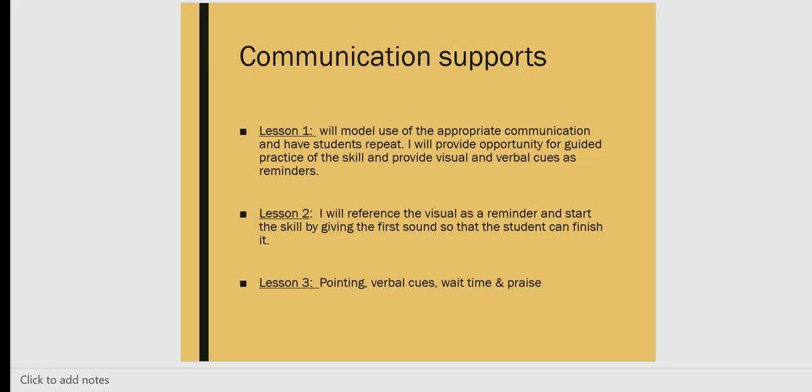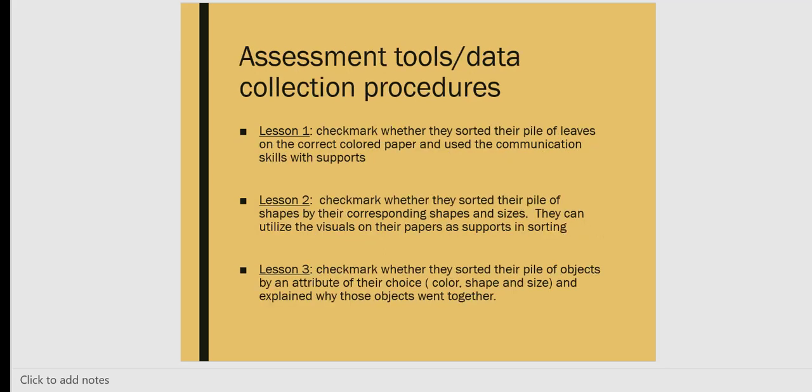Communication supports for each lesson. First, there's modeling the use of the communication skill, providing opportunity for guided practice. Second lesson is referencing the visual as a reminder to start the skill by giving the first sound so the student can finish it. And the third lesson is pointing, verbal cues, wait time, and praise.